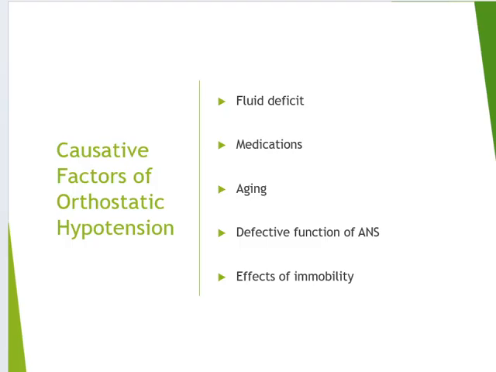Patients are more likely to develop this as they age. Some patients have defective function of the ANS. So we see this maybe in patients with diabetes who are starting to have nerve damage. There's postural orthostatic tachycardia syndrome, which is an autonomic disorder that can lead to this. And then finally, the effects of immobility. We talked about this a little bit in 2015, but a patient who is on long-term bed rest is very prone to orthostatic hypotension, especially that first time up out of bed.